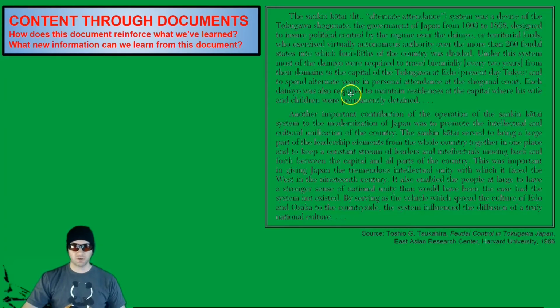Each daimyo was also required to maintain residences at the capital. So they have to have a residence all the time, a house, a complex at the capital all the time. And that's where the lord's wife and children were permanently detained. So like we learned before, as the lords go back to their states, their families stay at Edo, kind of like, and by kind of like, we mean exactly like, a hostage situation. So the shogun had control over the family of the lords.